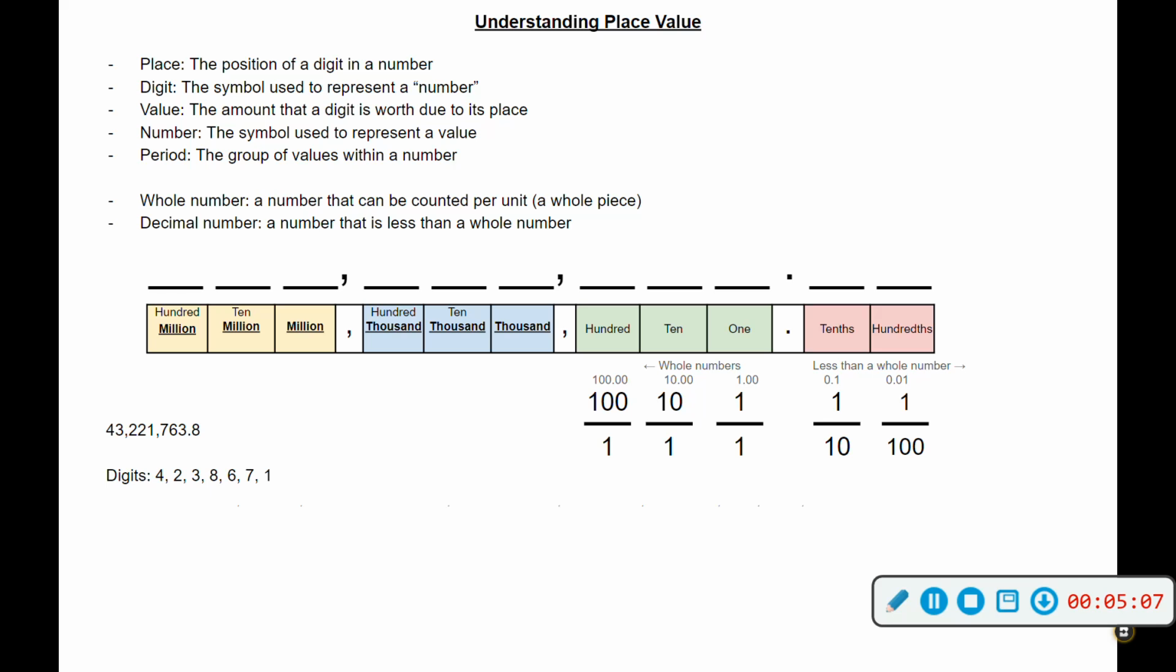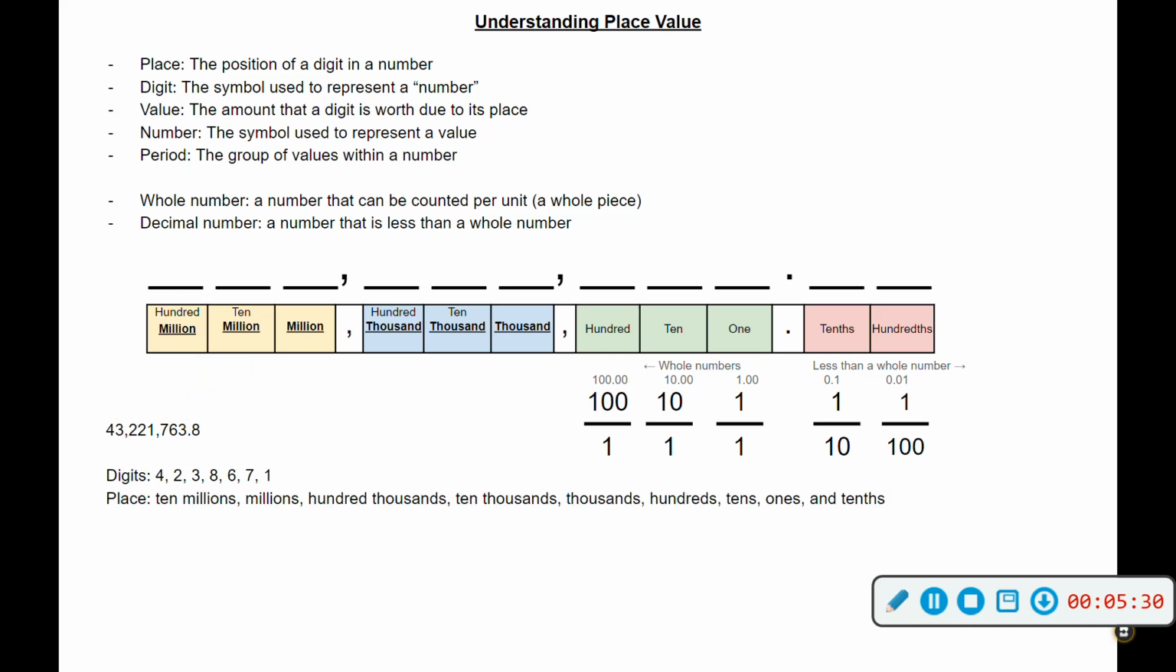Let's do some practice. The digits that are in this number right here, I can see that there is a 4. I see that there's a 3. In fact, I have multiple 2s. I have a 1. I have a 7. I have a 6. And I have another 8. There we go. So these are all of the digits I see.